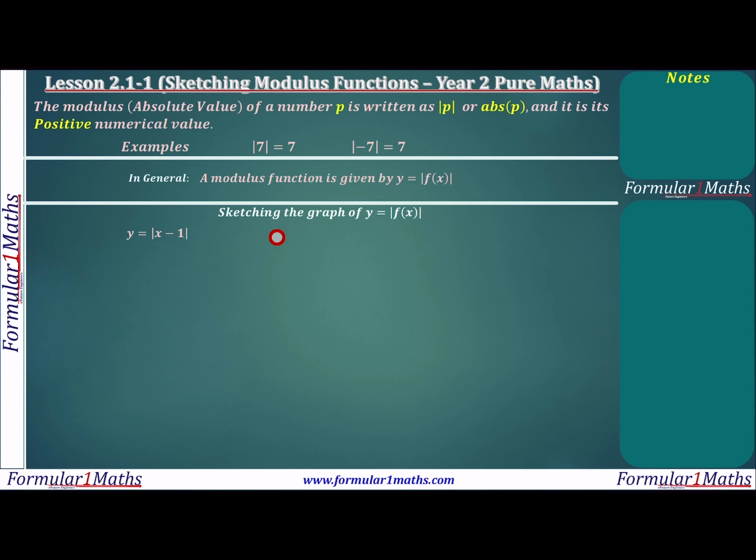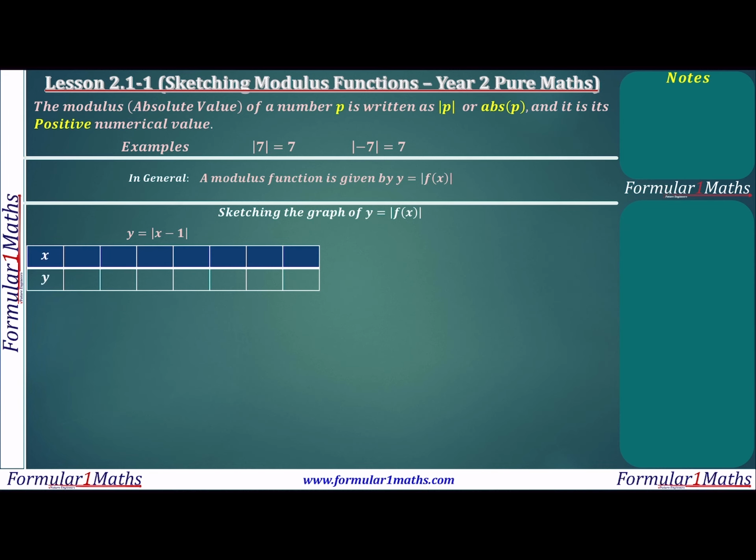So we are going to draw a table and put in some values and find the corresponding y values. We put in the following x values from minus 3 to 3. When I put minus 3 in place of x, I get minus 3 minus 1, which is equal to minus 4. But the modulus of minus 4 is 4. So I get 4 over here. Similarly, if I put minus 2 here, minus 2 minus 1 gives me minus 3, but the modulus of minus 3 is 3. So I get 3 here. And so will I get 2 here, and then the following values for the rest.